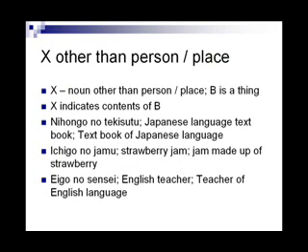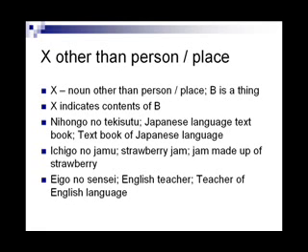Let us now pass on to the situation where X is neither a person nor a place and B is a thing. In such situations, X indicates the content or constituent of B. Consider these examples. Nihongo no textbook, Japanese language textbook, textbook of Japanese language. Textbook means a textbook. It's a book about the Japanese language or in the Japanese language. The content is related to Japanese.